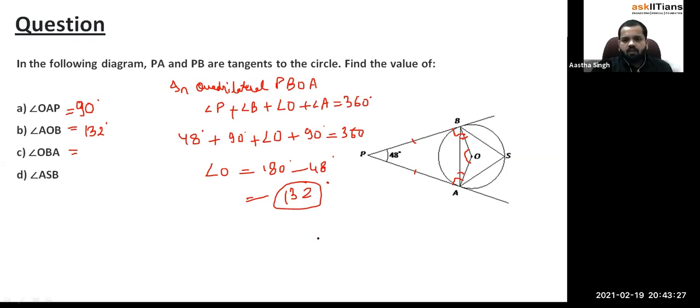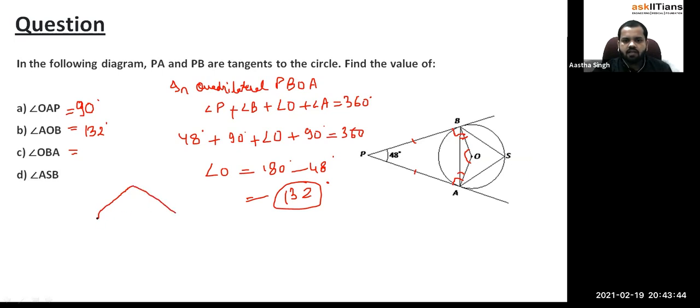Think about it. Try to solve. And let me tell you one more thing: your OBA and, if the question asks about your OAB, both will be equal. I will give you the reason. Just focus on the diagram.